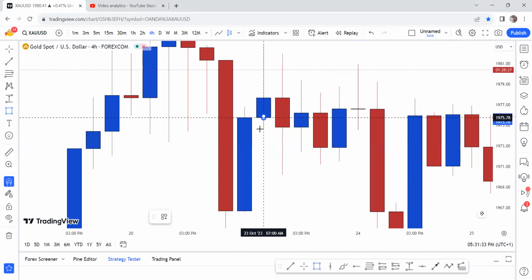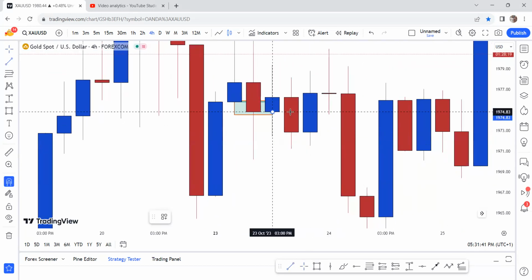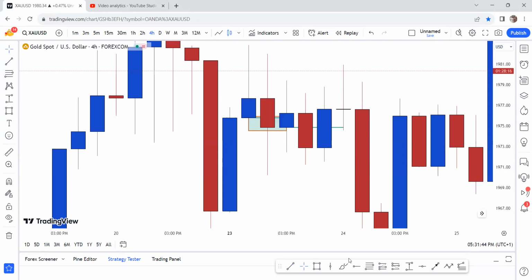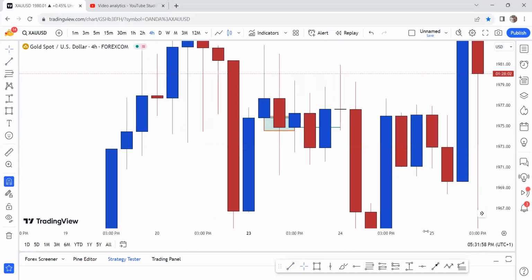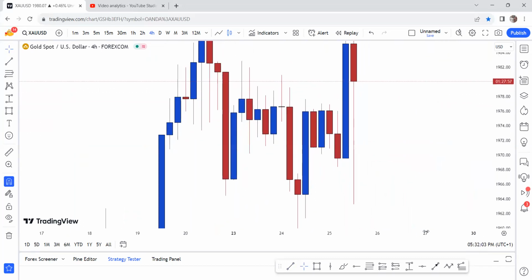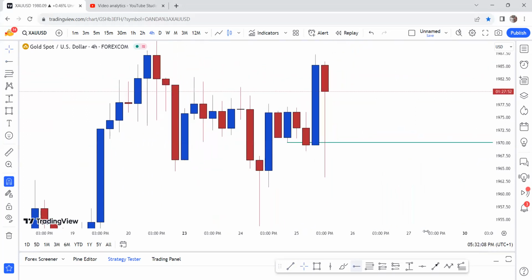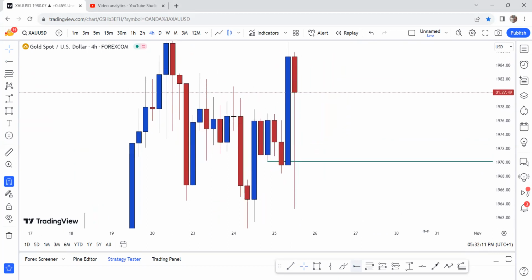Now look at this. This is a break of structure. If this is a break of structure, why is market not selling? If this is a break of structure, why is market not buying? Do you guys understand me? So definitely, as you can see, this is a break of structure. Definitely. But man, this is 4 hours we are talking about. This is 4 hours we are talking about.